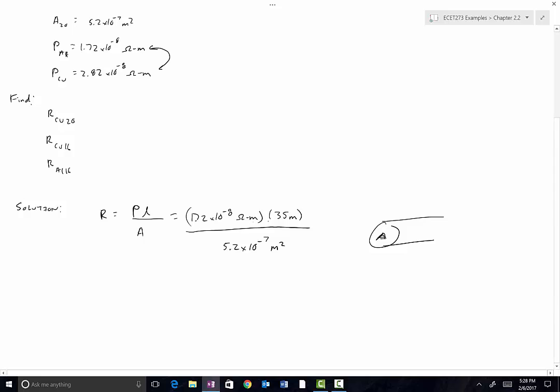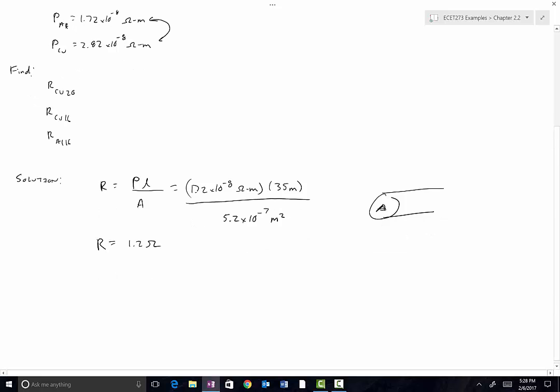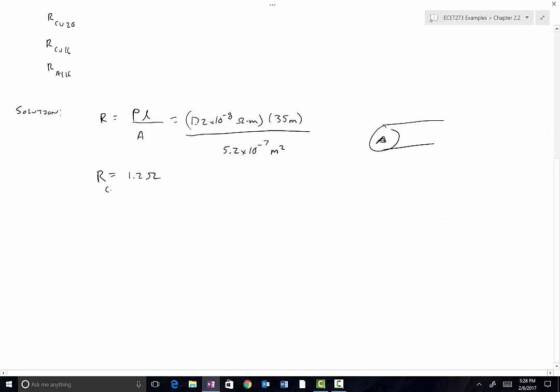So we can see that meters times meters is square meters. That's going to cancel out, leaving nothing but ohms, which is the unit of resistance we all know and love. So that gives us a total resistance of that length of wire of 1.2 ohms. So that's RCU20.